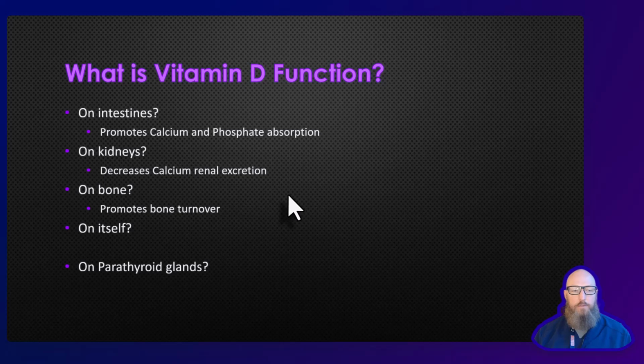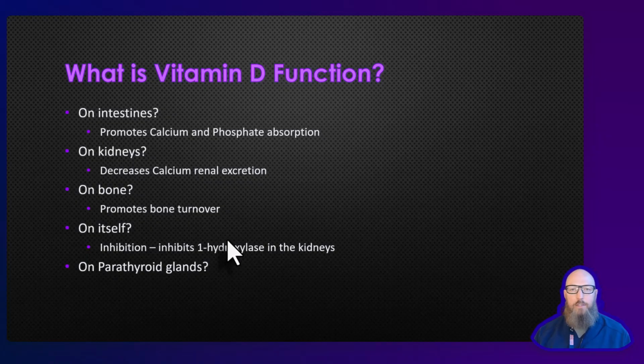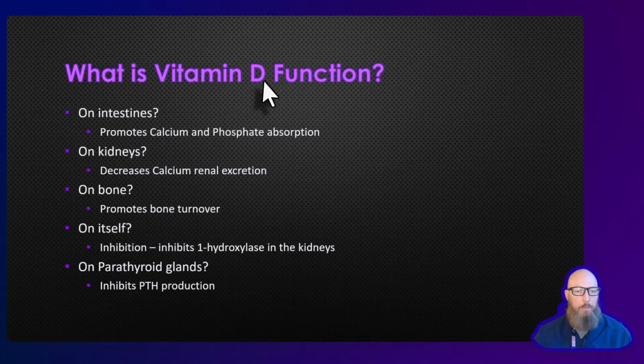And its effect on itself, well, it does have a self-inhibitory effect. It inhibits that 1-hydroxylase activation in the kidneys, which inhibits that last step of formation of the active form of vitamin D. What about parathyroid glands? We talked about parathyroid hormone, and this inhibits PTH production. PTH is the hormone you may think of as being bad for bone overall. If it's too high over a long period of time, that's going to cause resorption. And so you can remember the vitamin D being healthy for bones, it is going to inhibit too much production of that PTH. So that might be one way to help you remember it.